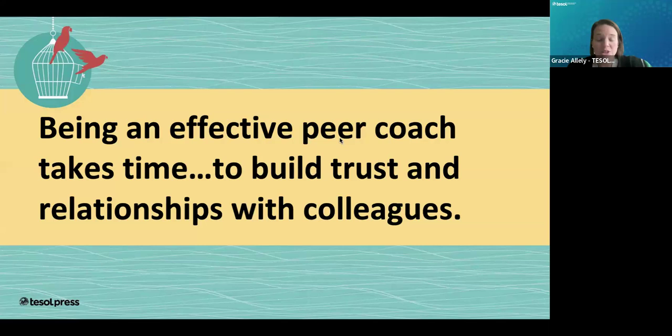Being an effective peer coach takes time. Building this trust and relationships with colleagues takes time; it does not happen overnight. This is definitely a type of program where you start small and you grow.